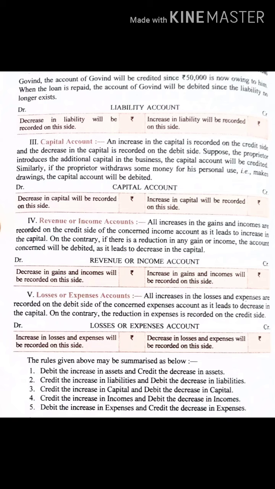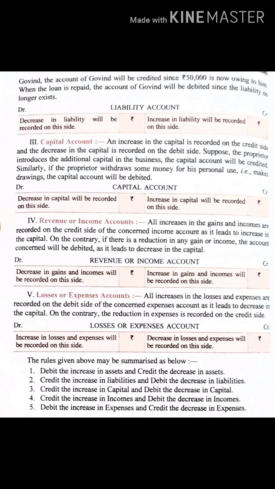Am I clear? Now losses or expenses. If you say we are in loss, we will debit it. Yes, when there is a loss or expenses, we will record it on the debit side. Okay. Again we go ulta, that is, the opposite direction. That means if losses have increased, expenses have increased, we will record it on the debit side of the concerned expenses account.